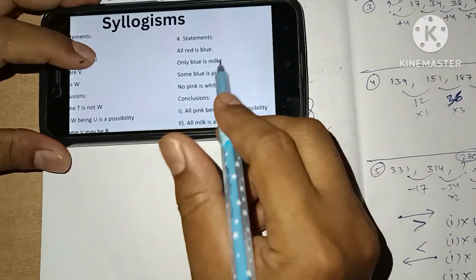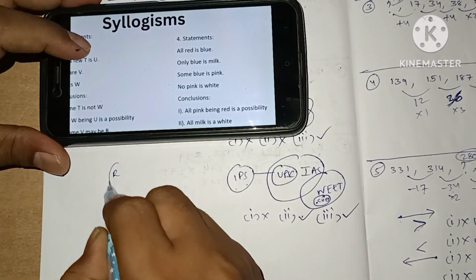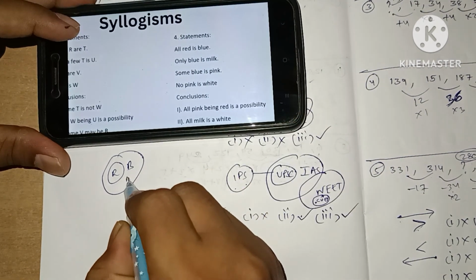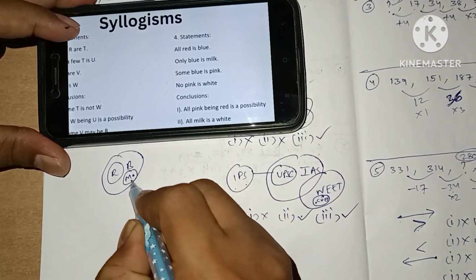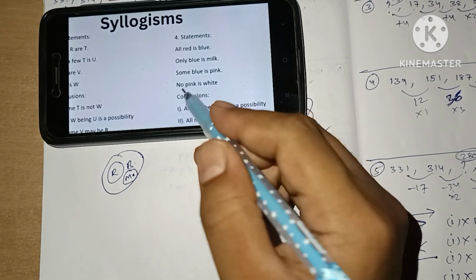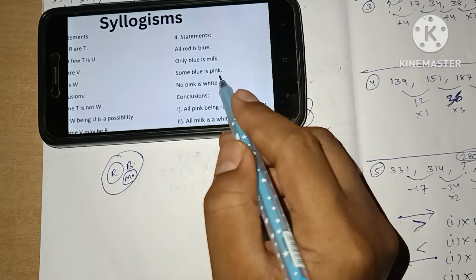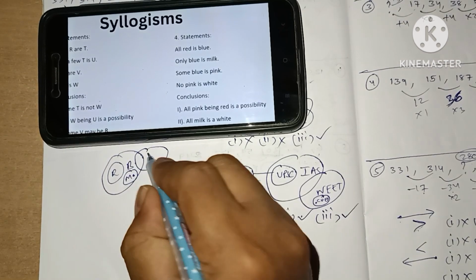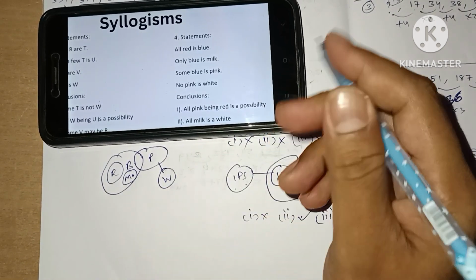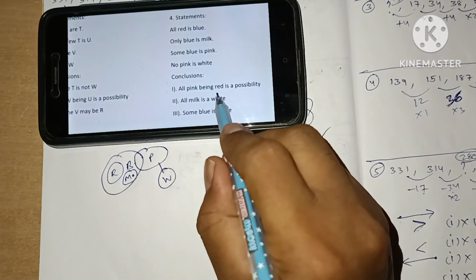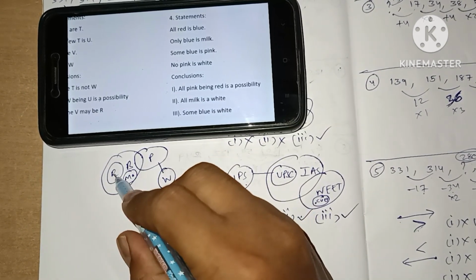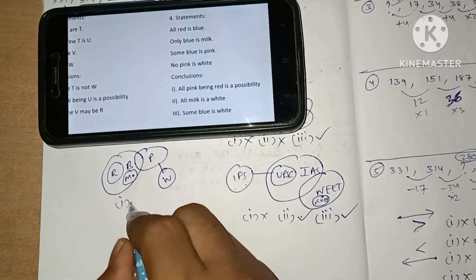Only if all red is blue. Only blue is milk. So milk is inside blue, and milk doesn't share anything except blue. Some blue is pink. No pink is white. Let's see conclusions. All pink being red is a possibility. All pink can be placed inside red as it is possible. So first conclusion is true.